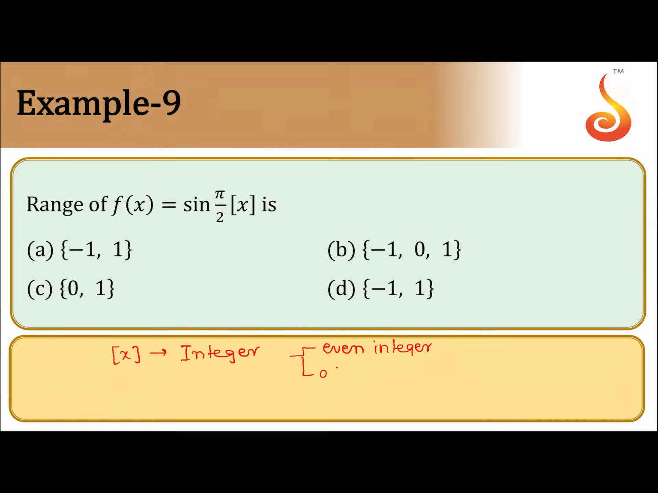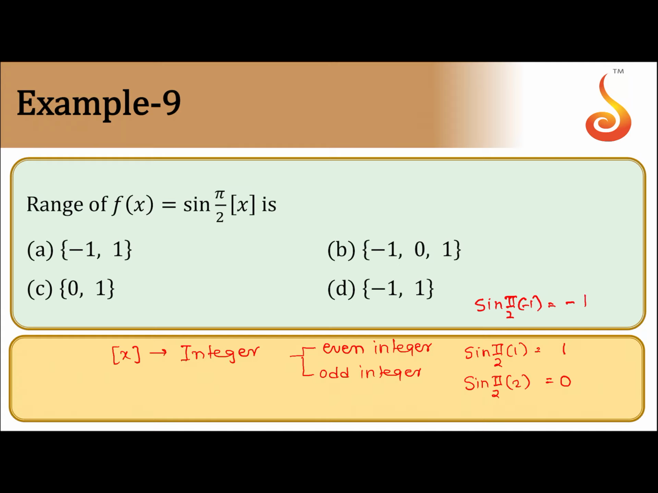and odd integer, even integer and odd integer. What are the possibilities that come? Now first case, sine pi by 2, this can be 1, you get 1. Sine pi by 2, this can be 2, you will get 0. Similarly, third one, sine pi by 2 into minus 1, you get minus 1. So only 3 possibilities are there because it is always an integer.